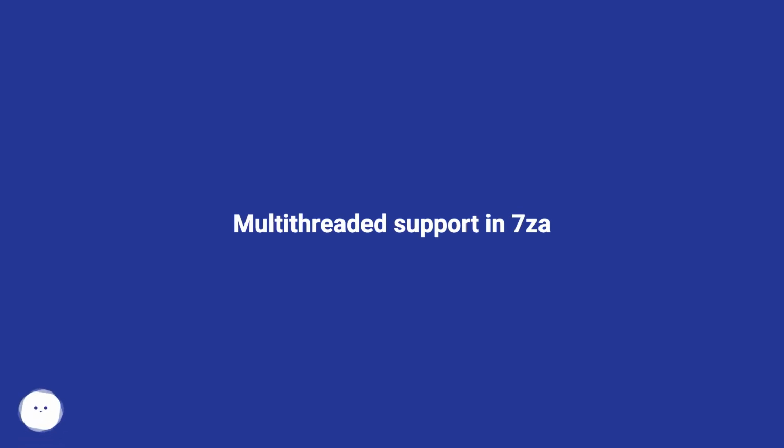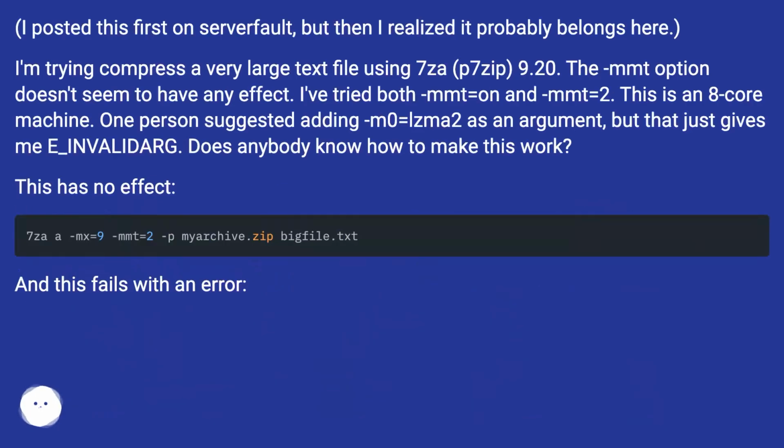Multithreaded support in 7za. I posted this first on Server Fault, but then I realized it probably belongs here. I'm trying to compress a very large text file using 7za, p7zip 9.20. The MMT option doesn't seem to have any effect. I've tried both -mmt=on and -mmt=2.